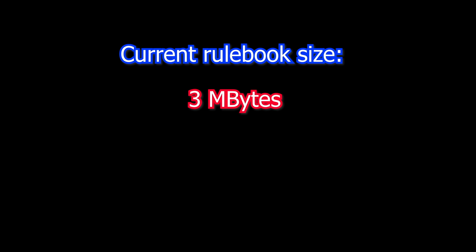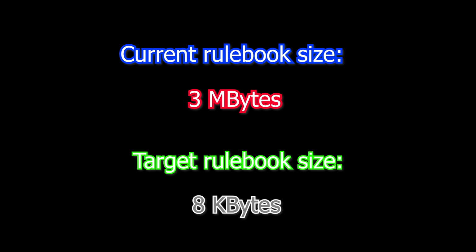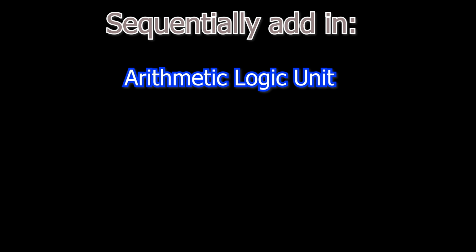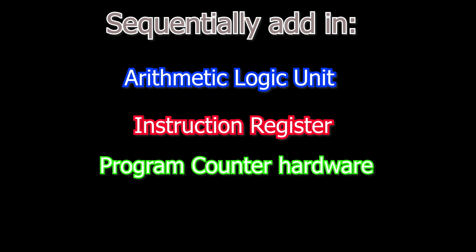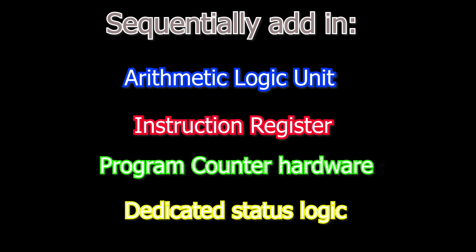By the end of this series, I'm aiming to get the rulebook down to 8 kilobytes of EEPROM space. That's 3 orders of magnitude smaller with the same functionality. Let's see if I can do it. My plan is to add conventional CPU components to the Random Access Turing Machine one at a time, starting with the dedicated ALU. Then we'll add an instruction register, and together I'm hoping that these should radically shrink the size of the rulebook. Finally, we'll add 2 8-bit program counters and a dedicated status register.